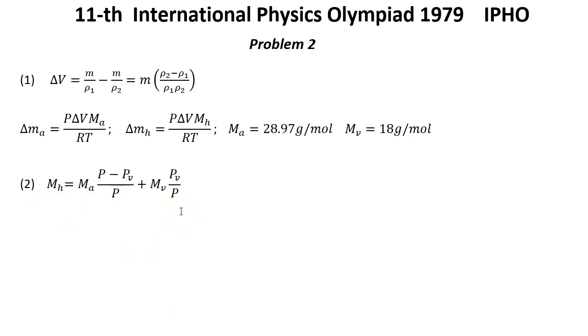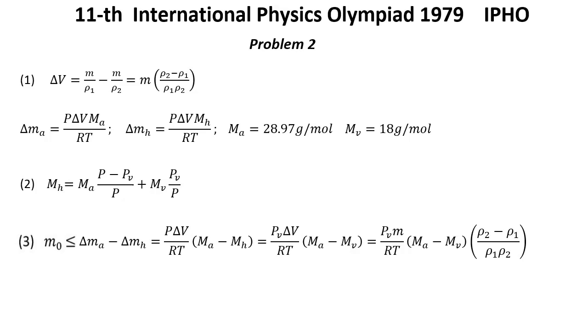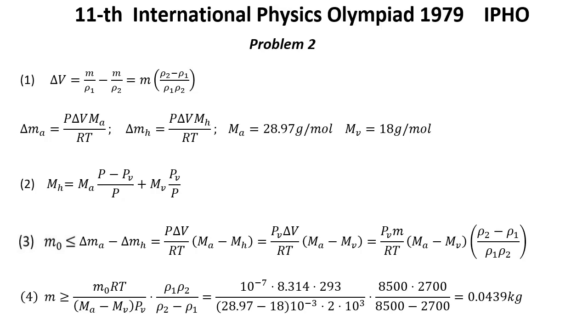Finally, to get the difference greater than m0, which is 0.1 milligram, m0 must be greater or equal to delta MA minus delta MH. And after calculations, we have this expression. Or we can rewrite it in the form of total mass m must be greater than this expression, and after calculations we will get 0.0439 kilogram or 43.9 gram. That was the solution for problem number 2.